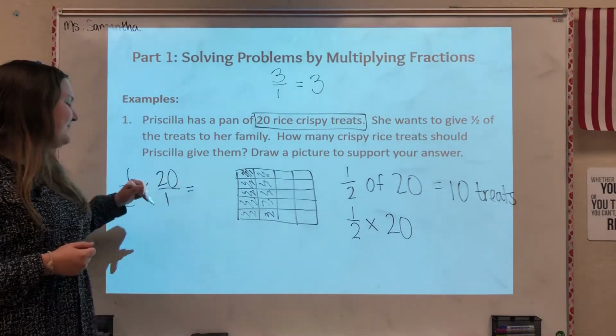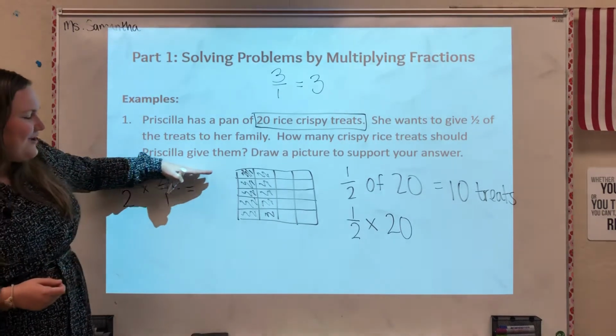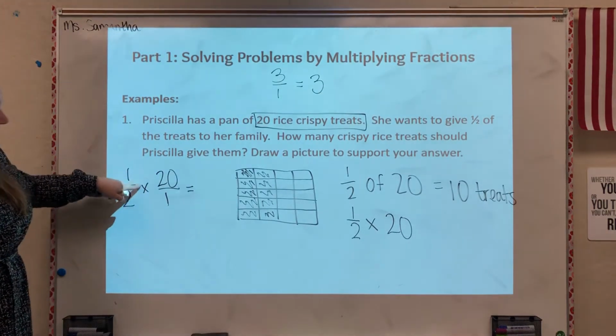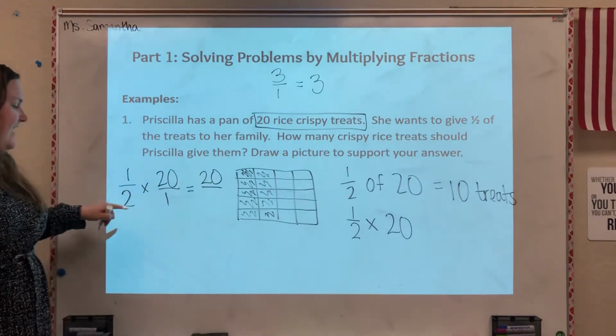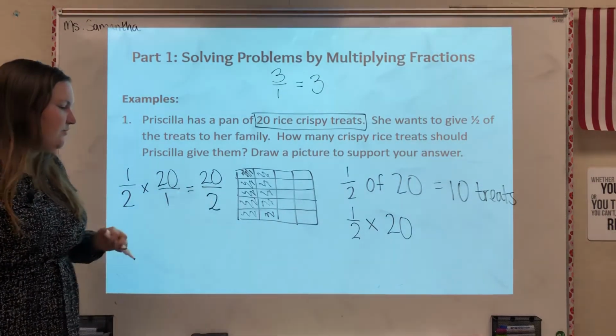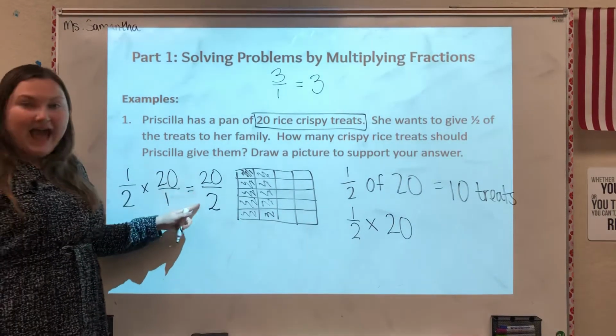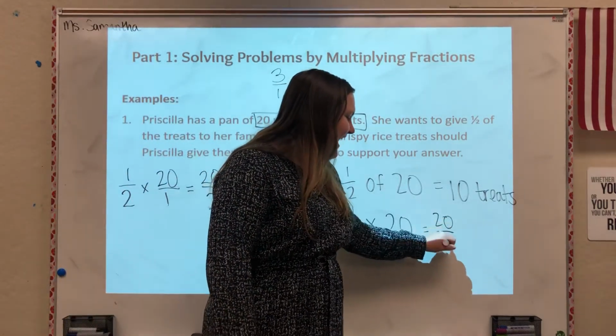Now the last part, I've got both my numbers looking like fractions now. Now all we have to do is multiply across. When I say across, I mean straight across like that. So I would do 1 times 20, which gives me 20. And then 2 times 1, which gives me 2. So I have 20 halves there. I'll come back and put that here, 20 halves.